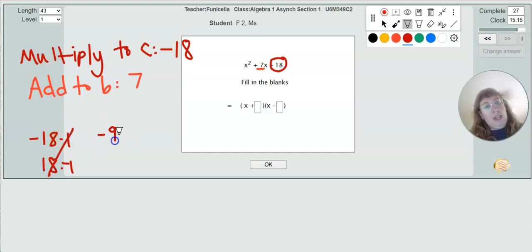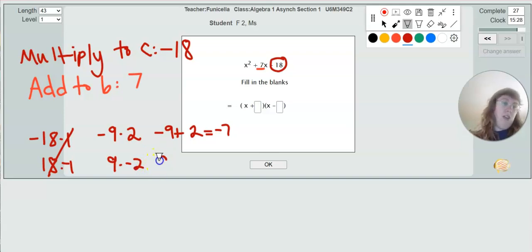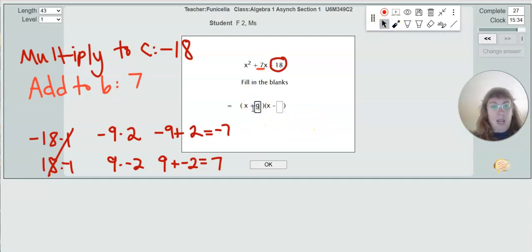We could also multiply -9 times 2, and this would add to -7. But if we did +9 times -2 and +9 plus -2, that would get us a +7. So we want a +9 and we want a -2. Go ahead and plug those in and hit OK. Beautiful.